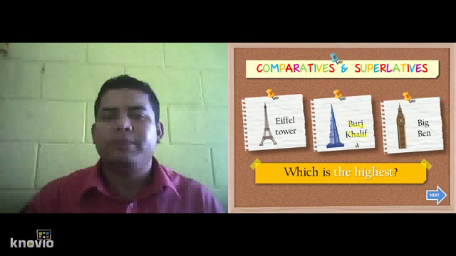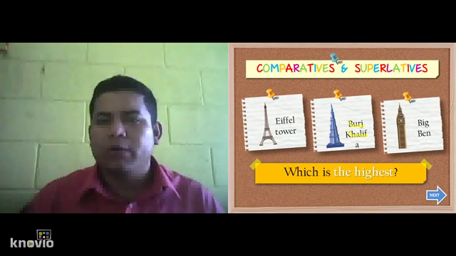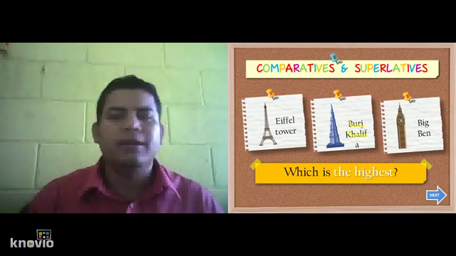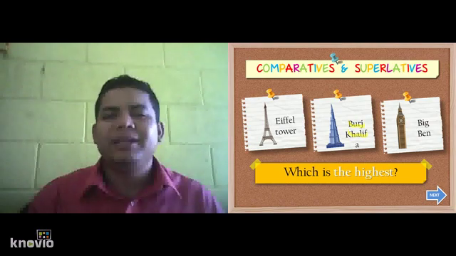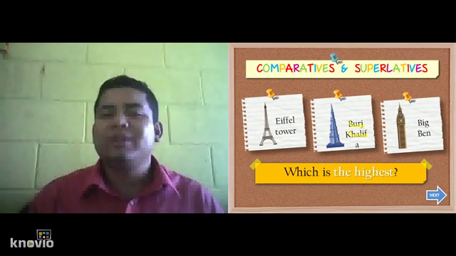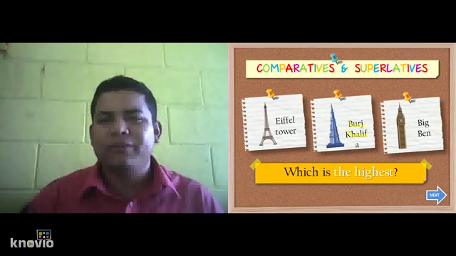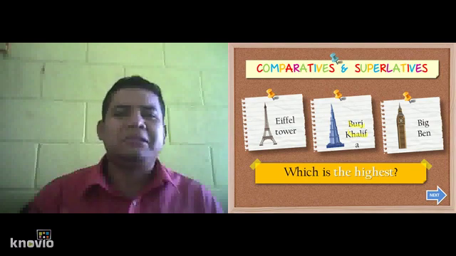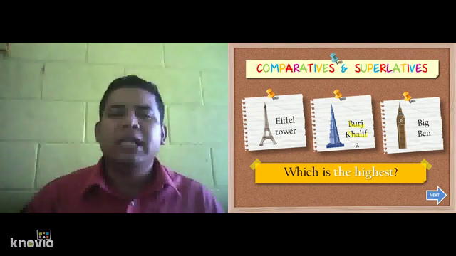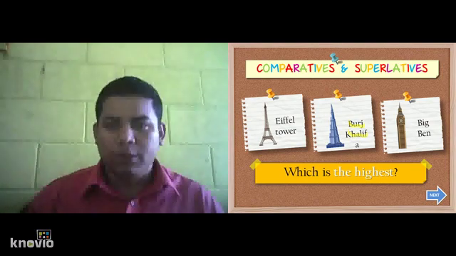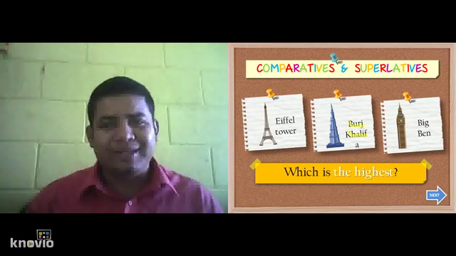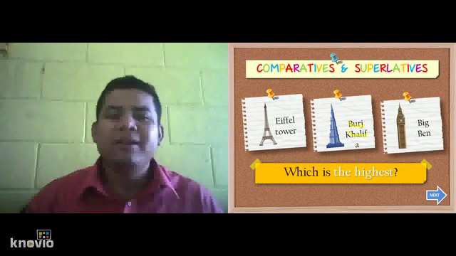Then we have the next exercise, and in this case we're going to compare three very famous places, which are the Eiffel Tower in Paris, the Burj Khalifa in Dubai, and the Big Ben in the UK. So which is the highest? In this case, think about your sentence, and actually the highest building is Burj Khalifa. Just something for you to know is that Burj Khalifa is the highest building in the world nowadays, when we're in 2016. So up to now, Burj Khalifa is the highest building in the world.